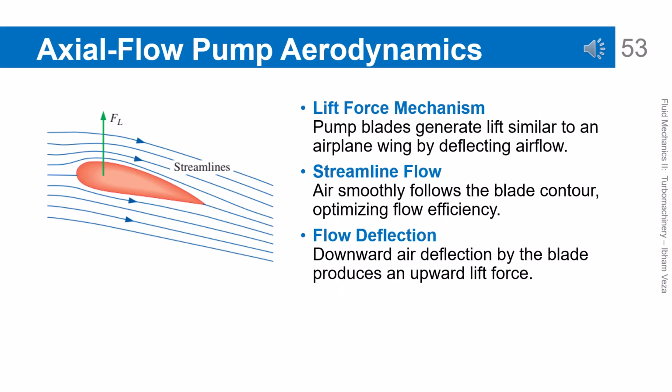Axial flow pump aerodynamics. Axial flow pump blades generate lift using a principle similar to an airplane wing. The flow follows the blade contour smoothly to minimize separation. Downward deflection of the flow produces an upward lift force on the blade. This mechanism allows efficient energy transfer to the fluid. This aerodynamic concept forms the basis of axial pump and fan design.